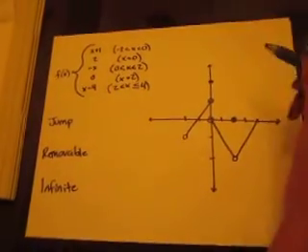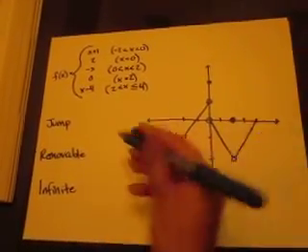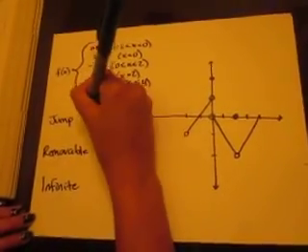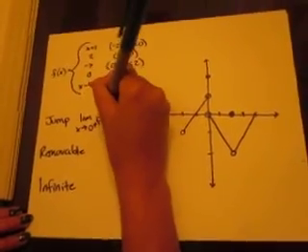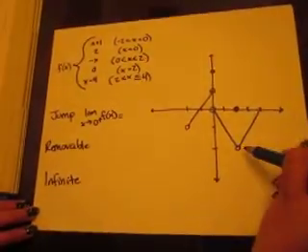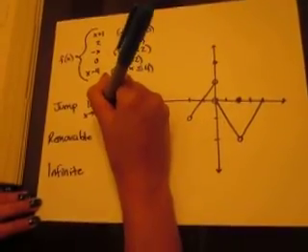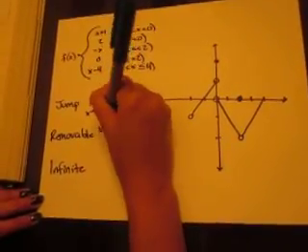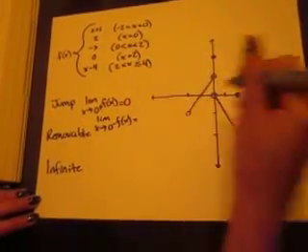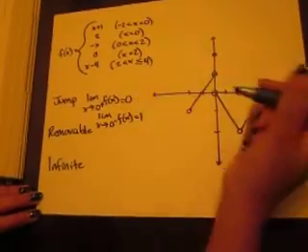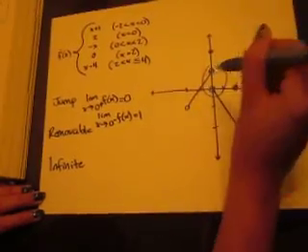A jump discontinuity would be at x equals 0, because the limit as x tends to 0 from the right side of f of x, if you look at it, tends to 0. And the limit as x tends to 0 from the other side of f of x goes to 1. So they missed. So it's a jump discontinuity right there.